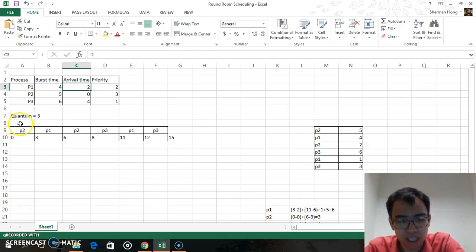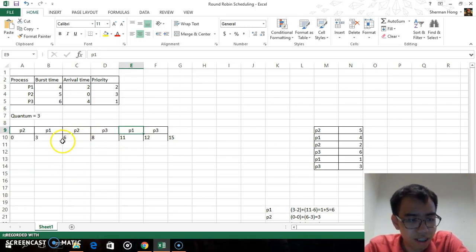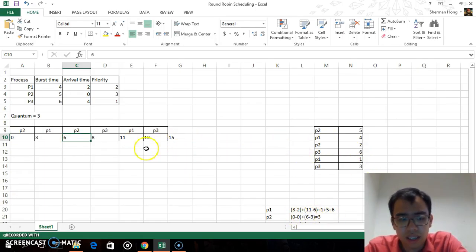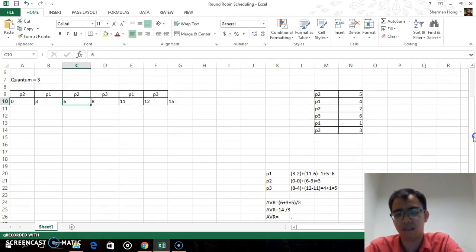But since there's another process happening in this Gantt chart, you have to look at another one. For this one, you have to look at the previous finish time for P1. The previous one is 6, because that's where it finished at 6. So you take the starting point of P1, which is 11, and the previous one, 6. So 11 minus 6 equals 1 plus 5, which equals 6. So that is the waiting time for P1.